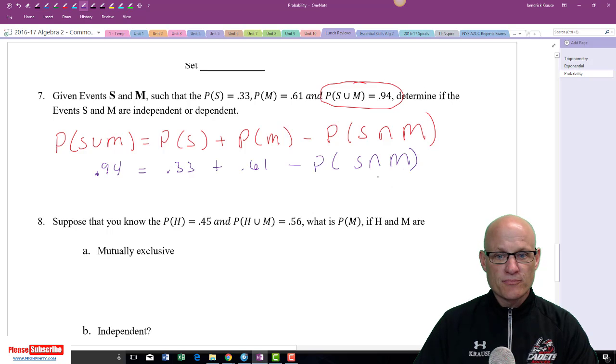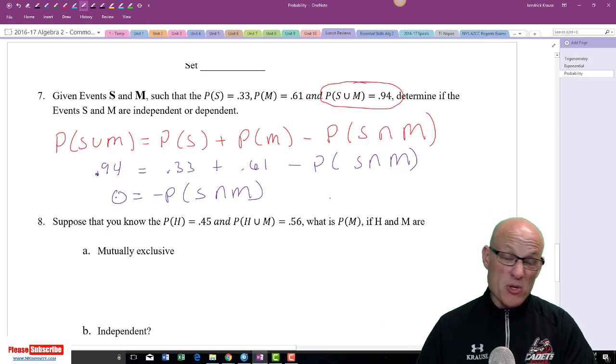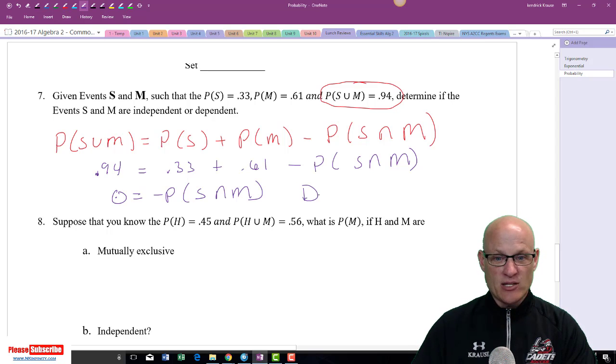So, if I subtract this over, I get 0 is equal to negative probability of S and M. Or just 0 is equal to probability of S. So that means they're mutually exclusive, which means they are not independent. They are certainly dependent.